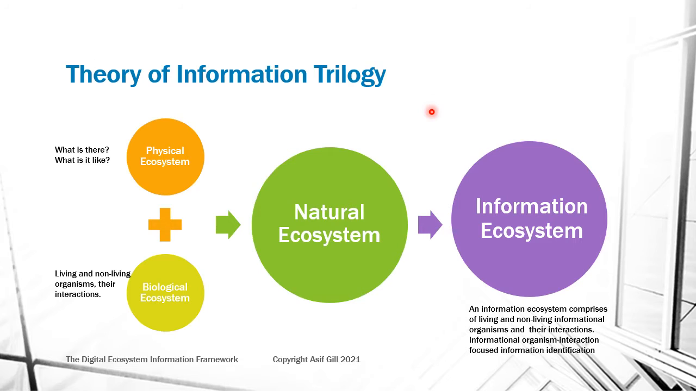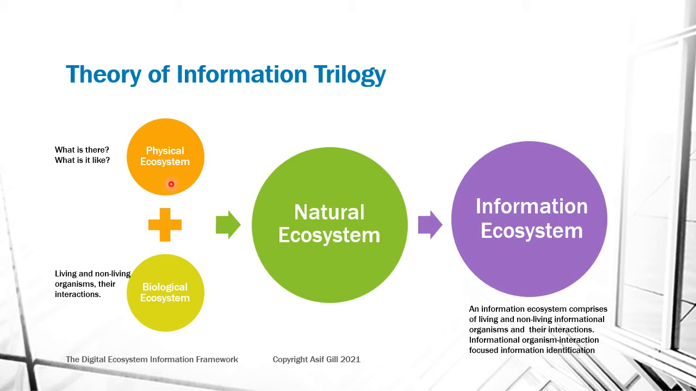And then the question is, yes, there is information, but how do we understand the information? What is there? What does it look like? How do we know there's information or there's not information, how can we feel the presence of information and the absence of information? So that's where a theory of information trilogy comes into play. This is a nature-inspired theory of information, and the focus of this theory is about how we identify the information for information ecosystems inspired from the natural ecosystem.